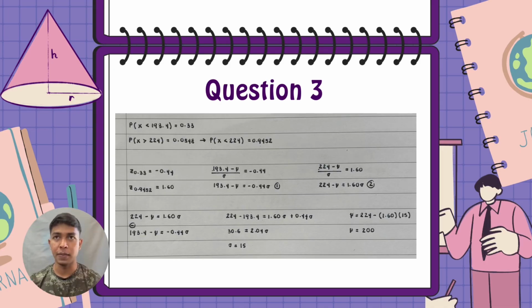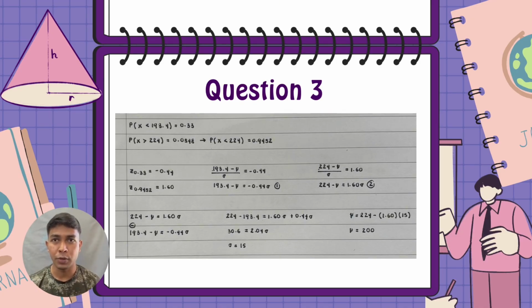Okay, for the last part, part C. The amount of drink per cup is normally distributed with mean μ and standard deviation σ. We are given two probability statements. First, 33% of cups contain less than 193.4 milliliter, which corresponds to a Z value of negative 0.44. Second, 5.48% of cups contain more than 224 milliliter, meaning 94.52% contain less than 224 milliliter, which corresponds to a Z value of 1.6.